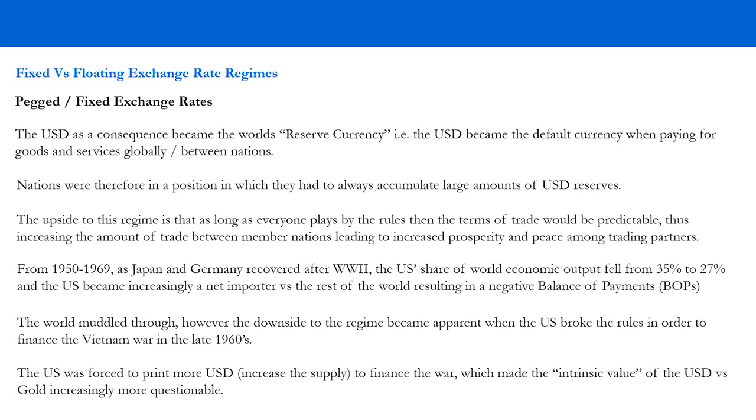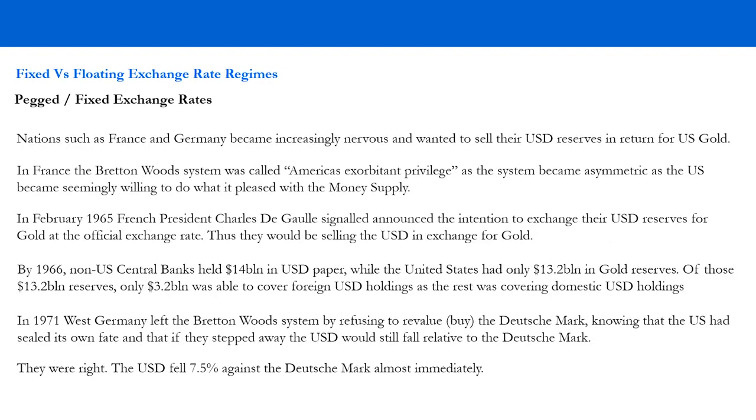Now, during that process, the world did kind of muddle through, but the downside to the whole regime became really apparent when the US had to actually break the rules in order to finance the Vietnam War in the late 60s. And what happened was the US was forced really to print more US dollars to finance the war and print them at a rate that was higher than the rate of newly mined gold. And this made the intrinsic value of the US dollar versus gold increasingly more questionable.